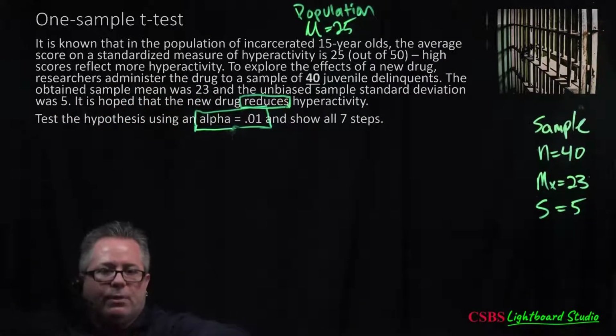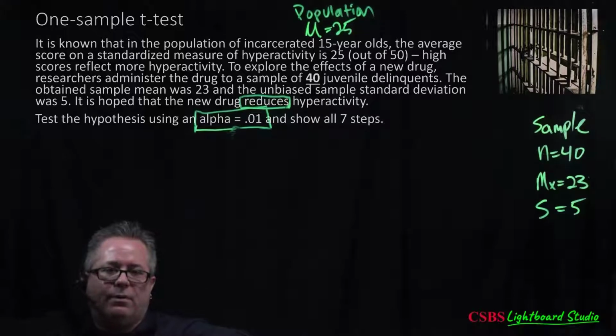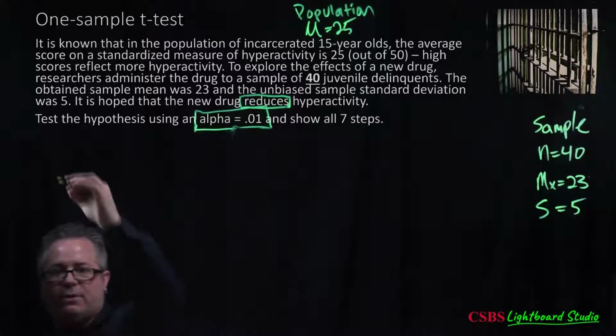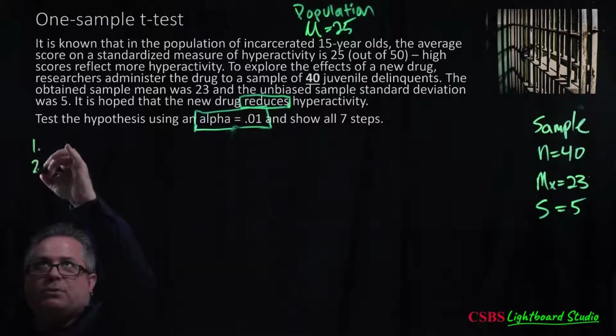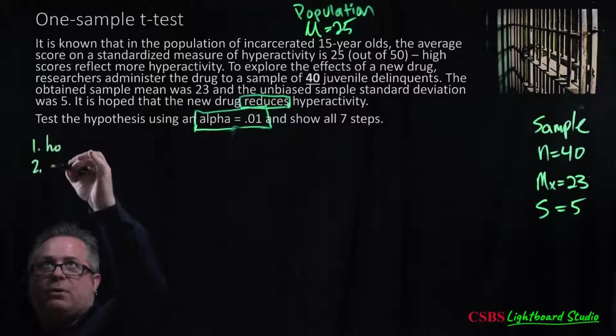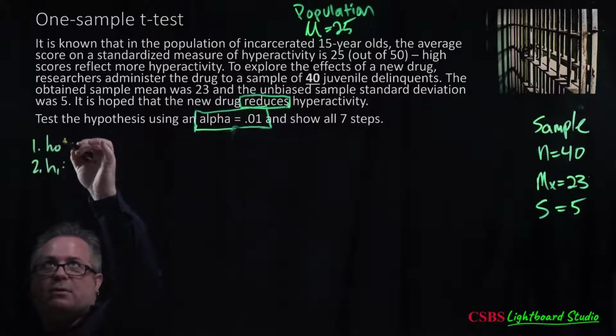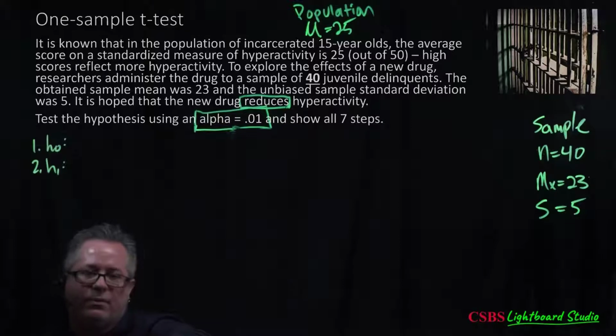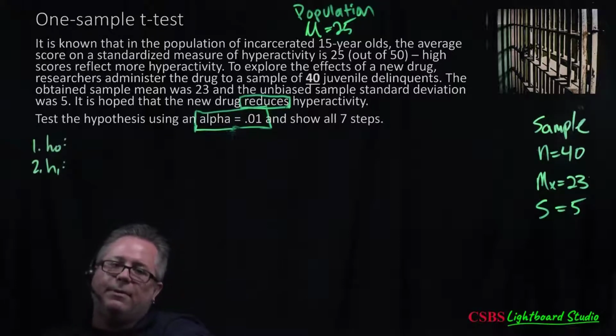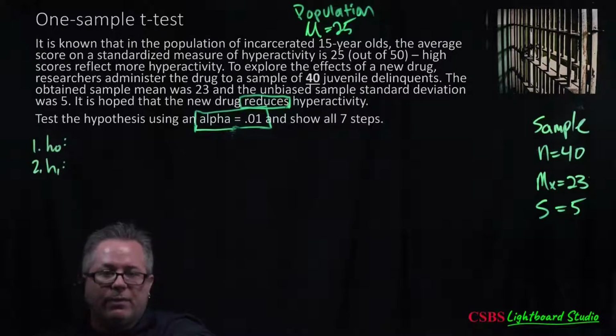We now have to do the seven steps. The first step is to state our null and alternative, so steps 1 and 2. I need the null and alternative hypotheses. We know that there's a population value of 25. And again, that statement of whether or not the drug reduces the hyperactivity tells me a direction, and that's really giving me what should be in my alternative hypothesis.